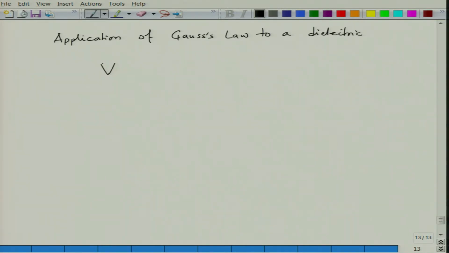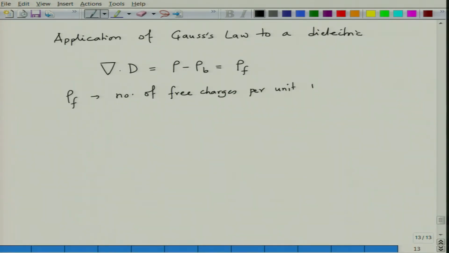What it means is that del dot D is equal to rho minus rho_b, which is equal to rho_f. What are these rhos? Rho_f is basically the number of free charges per unit volume. So, basically charge density. Okay.